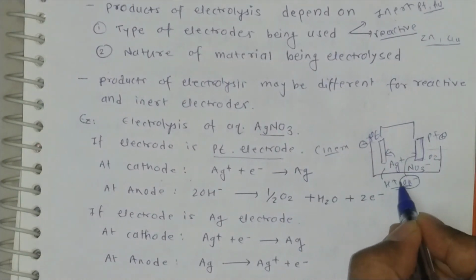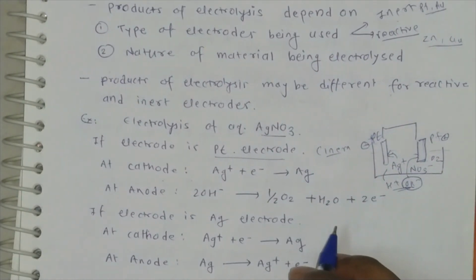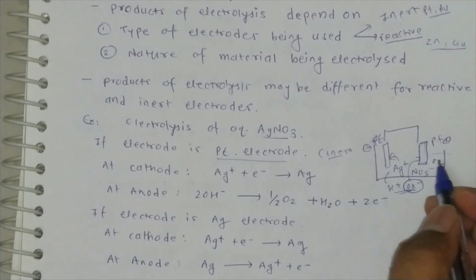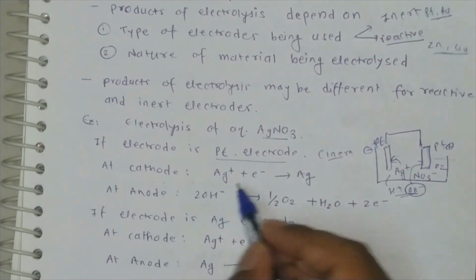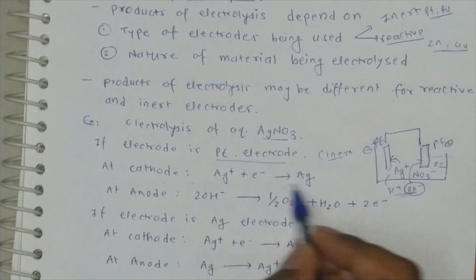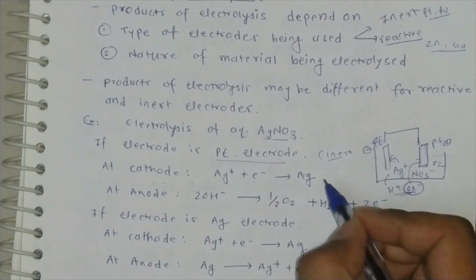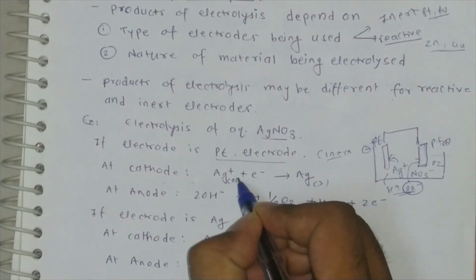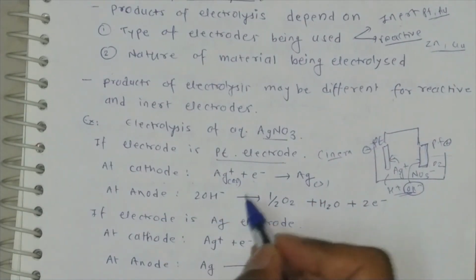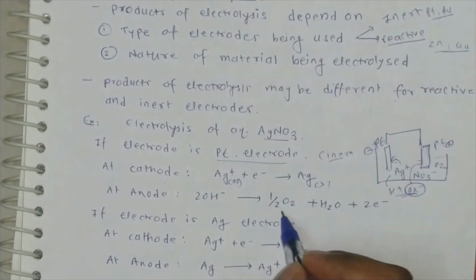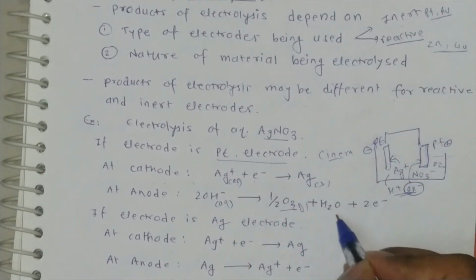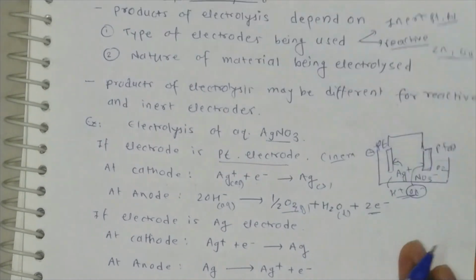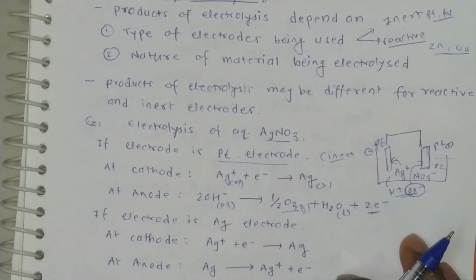Which ion will go? OH minus ion will move towards the anode. Now at the cathode, the reaction that occurs is Ag plus ions combine with an electron to give Ag, that is silver solid, and this is aqueous. And at the anode, OH minus ion will be converted into oxygen gas, right? H2O, and it will give 2 electrons, correct?